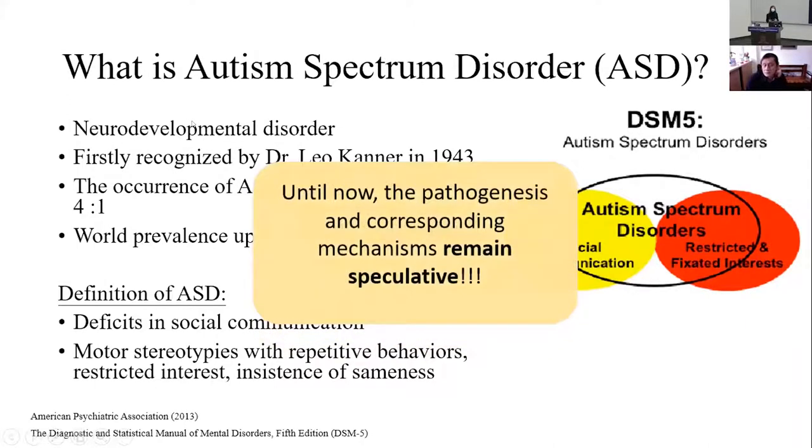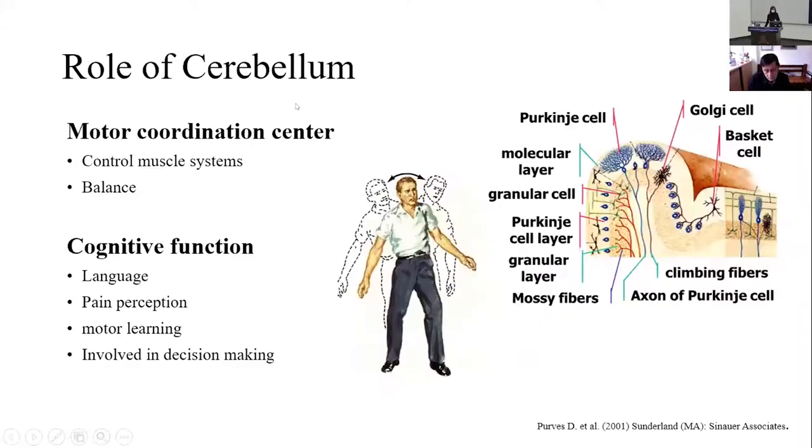So why is this autism research remaining very hot in the scientific field? Because until now, the pathogenesis and corresponding mechanisms remain speculated. So for the role of the cerebellum, actually the cerebellum has two major roles, including the motor coordination center, which controls our muscle system and our balance.